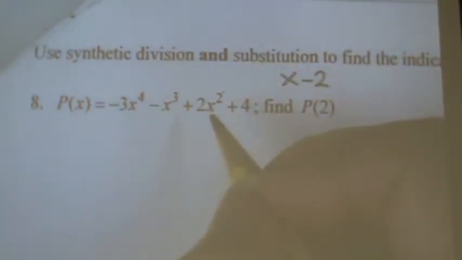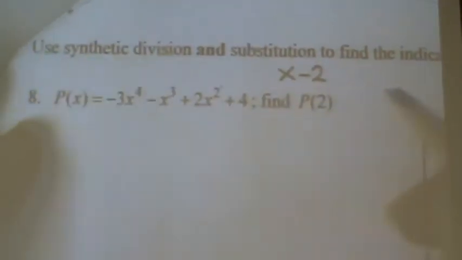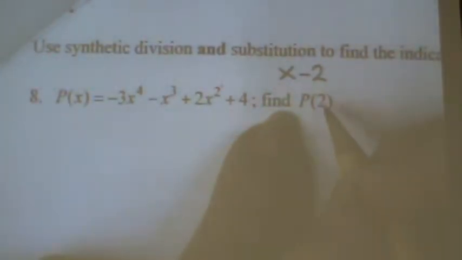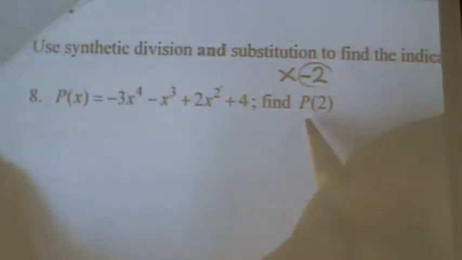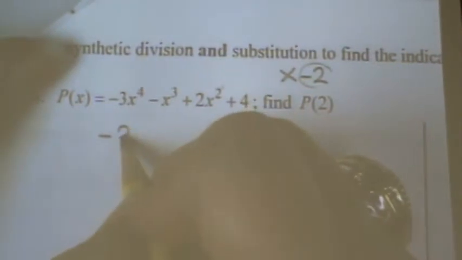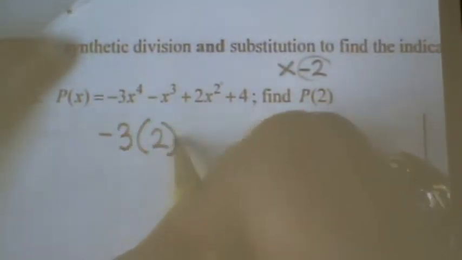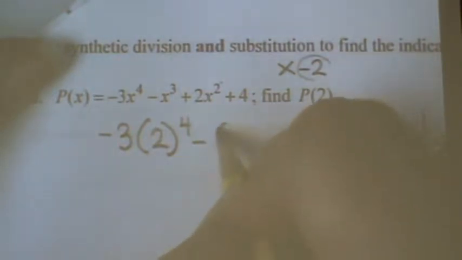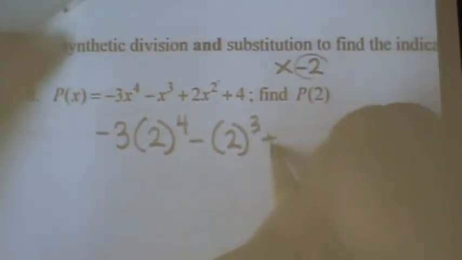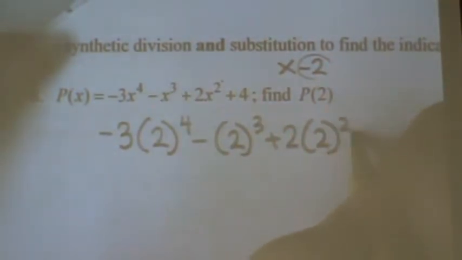Next. Now, if I asked you, does x minus 2 go into this problem? And if it doesn't, what's the remainder? What you could do is evaluate this for, plug in a 2. The opposite of this goes in here. If I ask you to evaluate it for p of 2, you plug that number in. So negative 3 times 2 to the 4th power minus 2 cubed plus 2 times 2 squared plus 4.